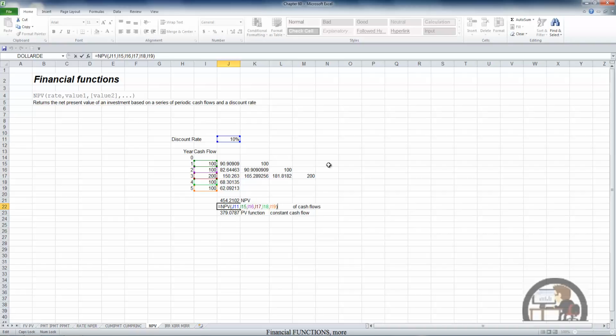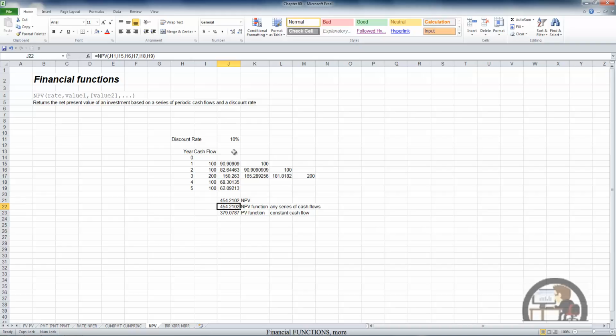So the net present value function generally is used to discount a series of cash flows that you anticipate making from an investment that begins in year 0. So this series of cash flows represents the present value, again discounted at 10%, of $100 received a year from now, and $100 received 2 years from now, 200 received 3 years from now, and so on. If this investment cost me more than $454.21, I'm not going to make any money.